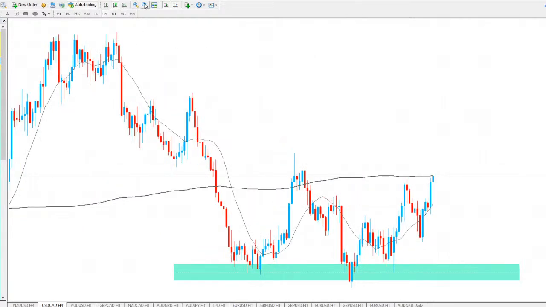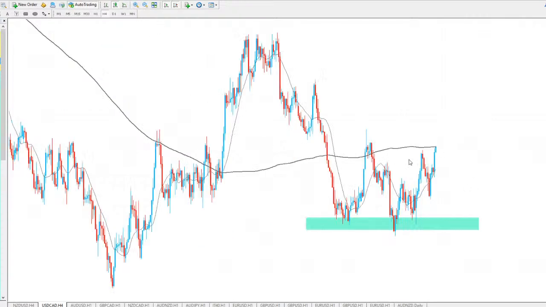On the 4H again, we're still looking bullish. Although we do have the 200 moving average on the 4H just above us, so price might struggle breaking through that. But nonetheless, we are starting to look bullish and could be seeing a nice push to the upside for this pair.